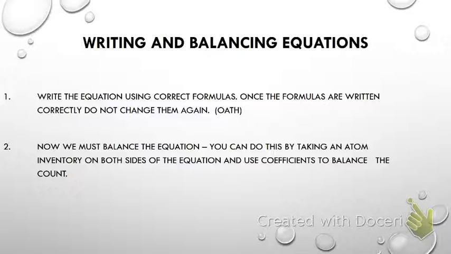So once you write the correct formulas, you do not change them, because sometimes people say, oh, I need 2 chlorines, and so they'll go, it's NaCl, but I need 2 chlorines, so they'll go NaCl2. You can't do that. First of all, it doesn't exist. We're not allowed to do that.